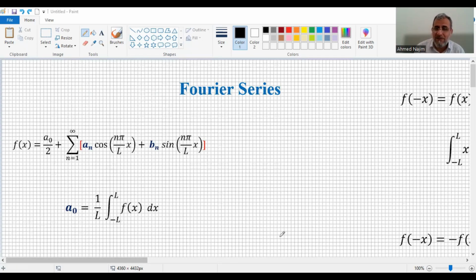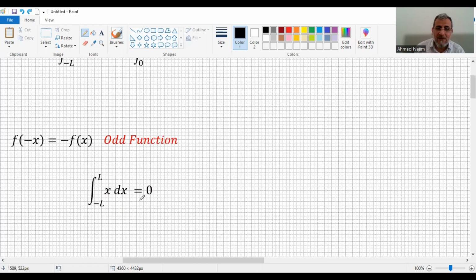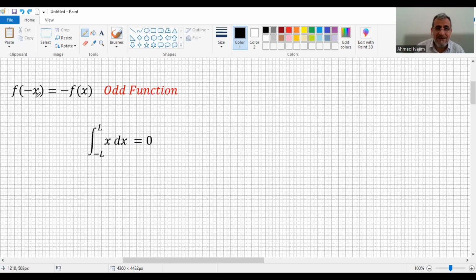Okay. Now, if f of x is odd, what do we mean by an odd function? First, f is called odd if f of minus x equals minus f of x. Then the integral will be equal to 0. To find the integral from negative L to L, if f is odd, it will be equal to 0.